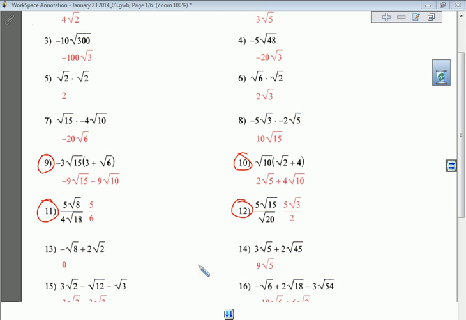So what we're doing is we're going over the homework now, and we're going to look at a couple of these, specifically numbers 9, 10, 11, and 12.